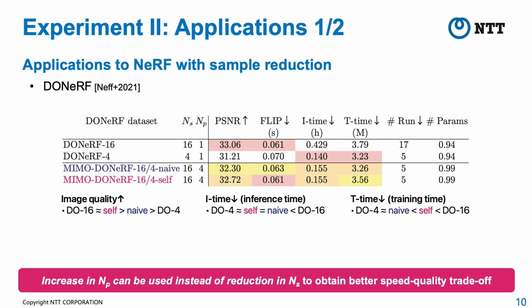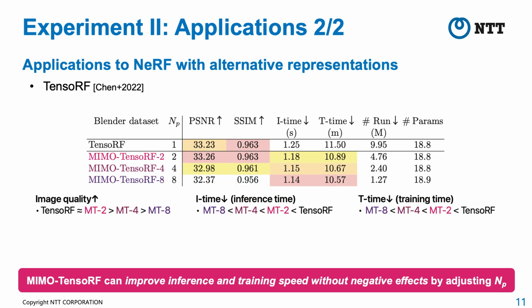In the second experiment, we investigated the versatility of MIMO-NeRF by applying it to two representative fast NeRFs. First, we applied MIMO-NeRF to DA-NeRF, a representative NeRF with sample reduction. The results suggest that the increase in the number of samples in a group can be used instead of the reduction in the number of selected samples to obtain a better speed-quality trade-off. Next, we applied MIMO-NeRF to TensoRF, a representative NeRF with alternative representations. The results indicate that MIMO-TensoRF can improve inference and training speed without negative effects by adequately selecting NP.